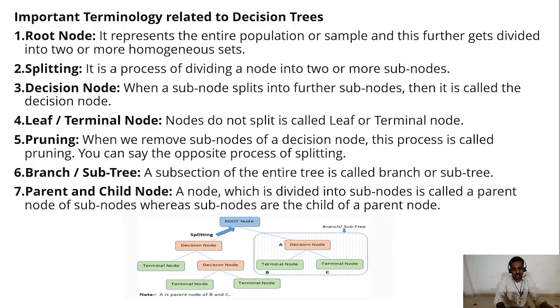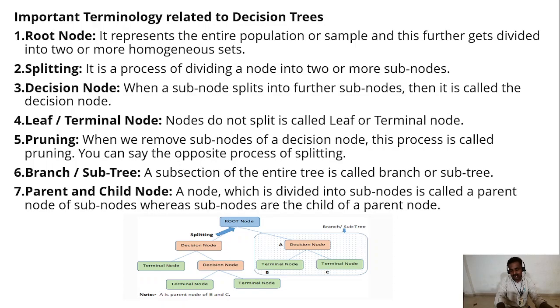What are the parent and child nodes? A node which is divided into subnodes is called the parent node of those subnodes, whereas the subnodes are the children of the parent node. Take one example here. Here is a root node. A root node can be divided into two nodes, one decision node and another decision node. A decision node can also be split into two types, a terminal node and a decision node. Again, a decision node can be split into two nodes, terminal node and terminal node.